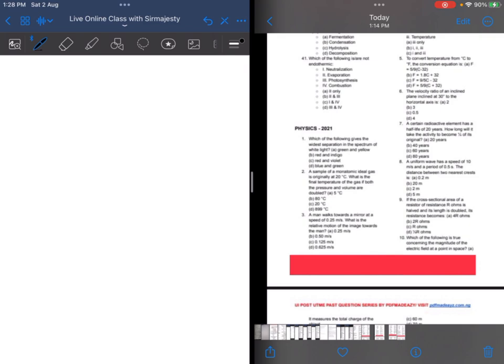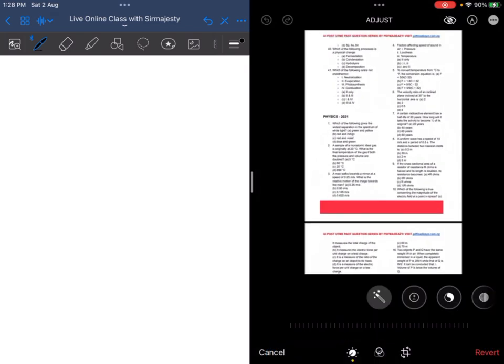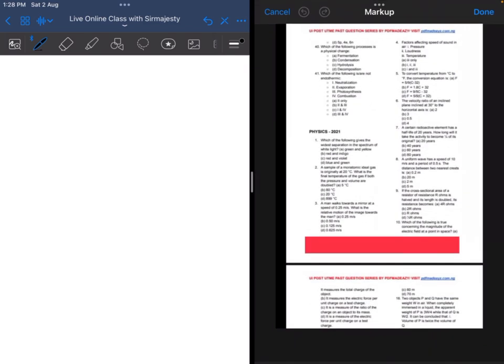I will be handling the 2021 Physics, 2021 UI Post-UTME past question. So let's go together with number 1.